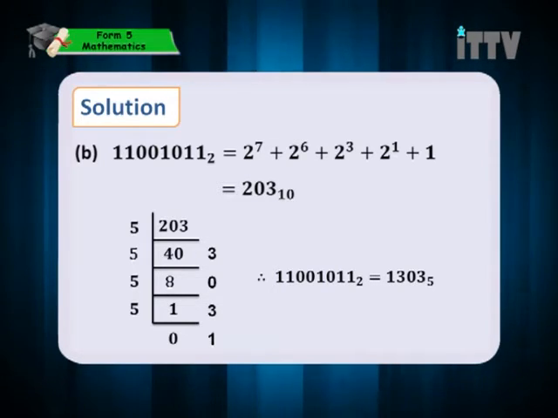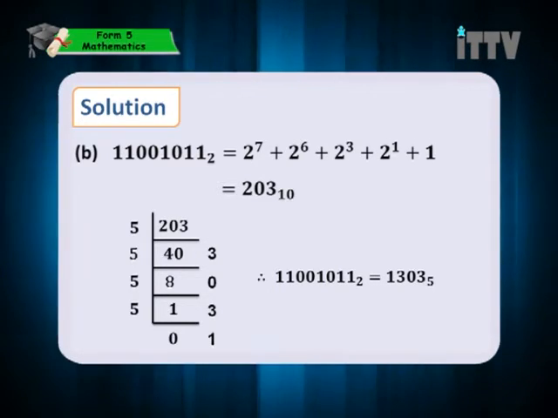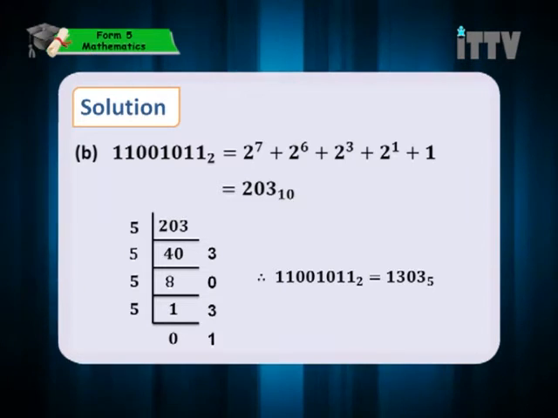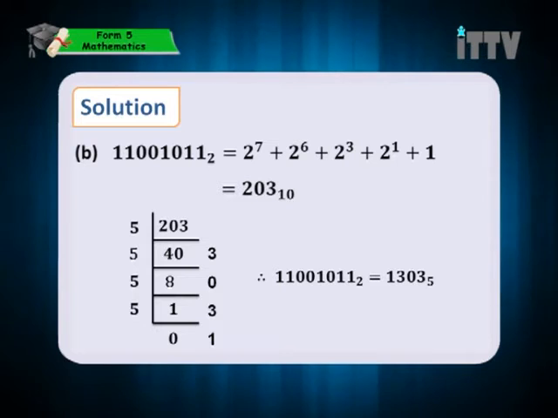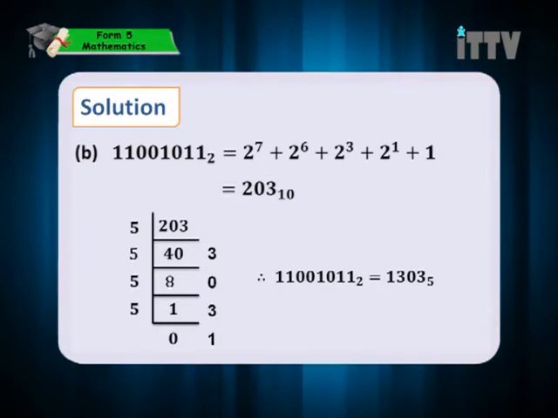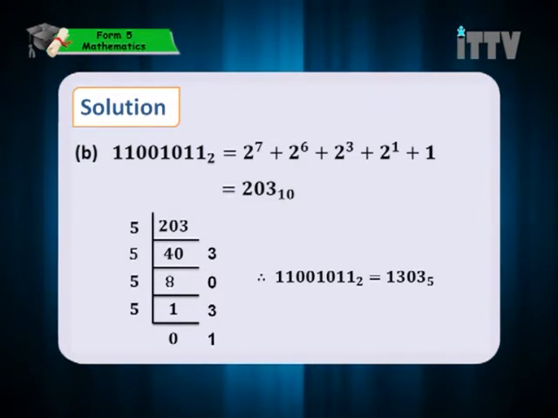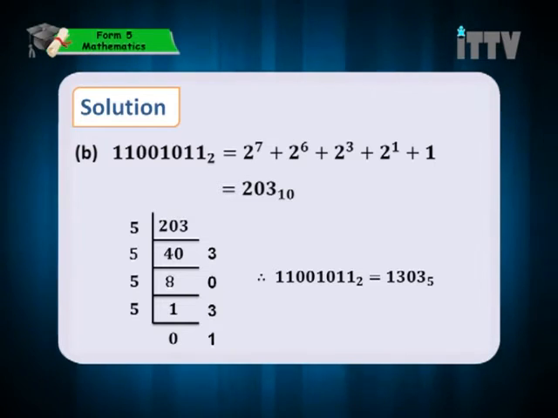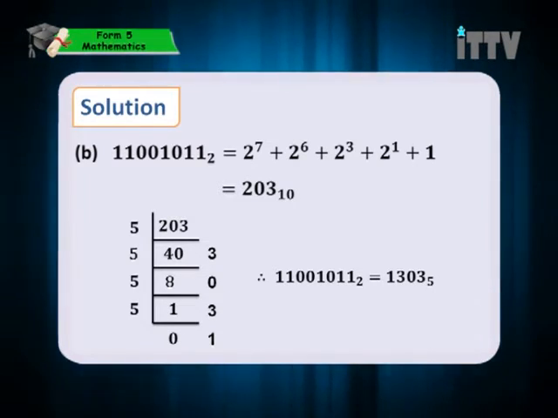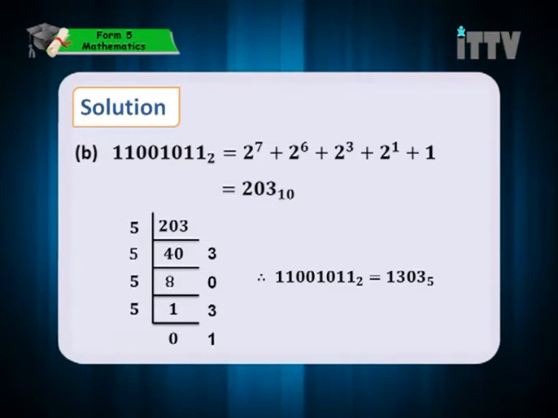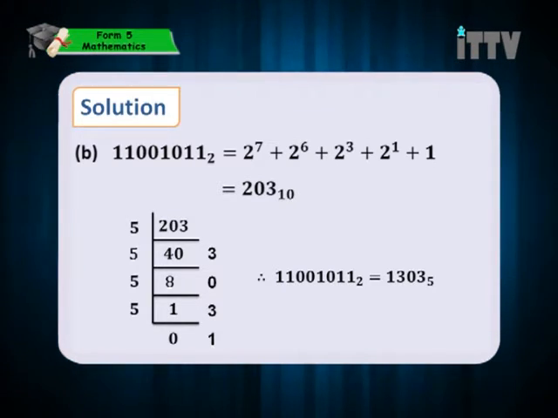Now we have to divide it repeatedly with 5. So what you will get are the remainders, and read them from the bottom to the top. So 11001011 in base 2 is equal to 1303 in base 5.